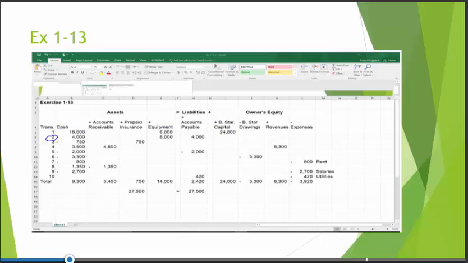Transaction 2: minus $4,000 cash, plus $8,000 in equipment, and plus $4,000 in accounts payable. What this is saying is the company purchased $8,000 of equipment by paying cash of $4,000, as cash decreased by $4,000, and the remaining $4,000 is owed, so a balance on account. So they've bought and paid for $4,000 worth of the equipment, and $4,000 they still owe for accounts payable.